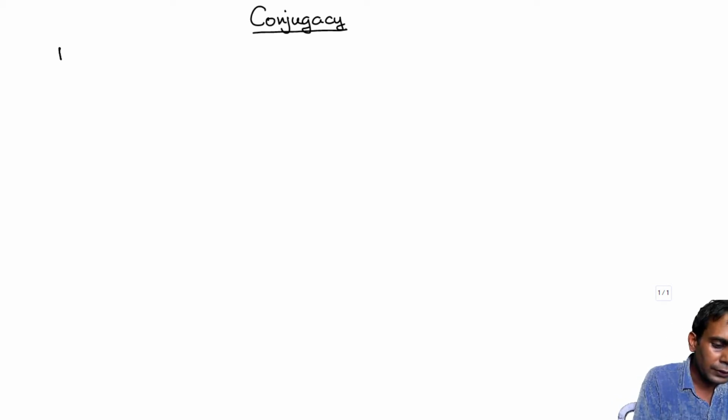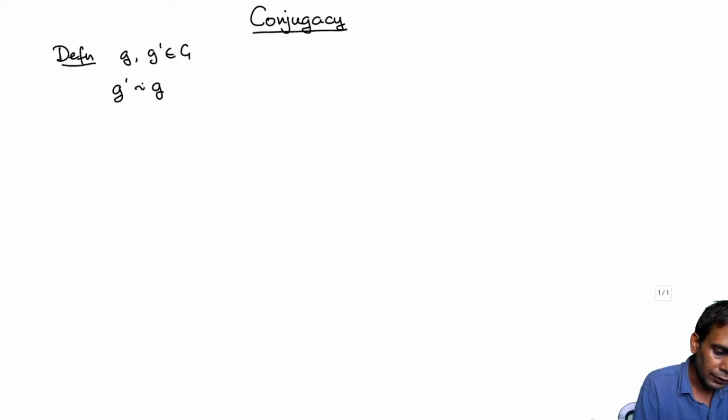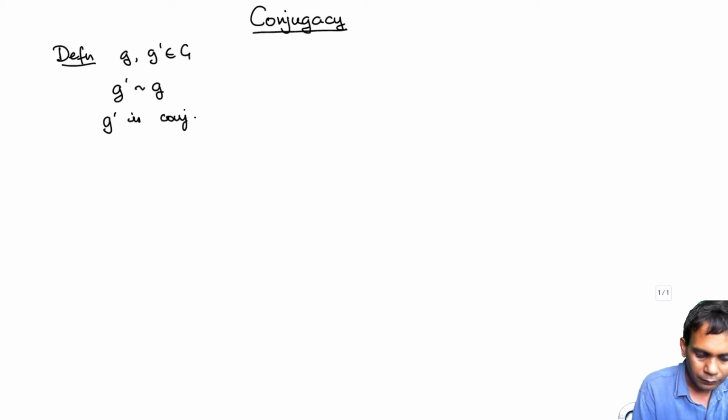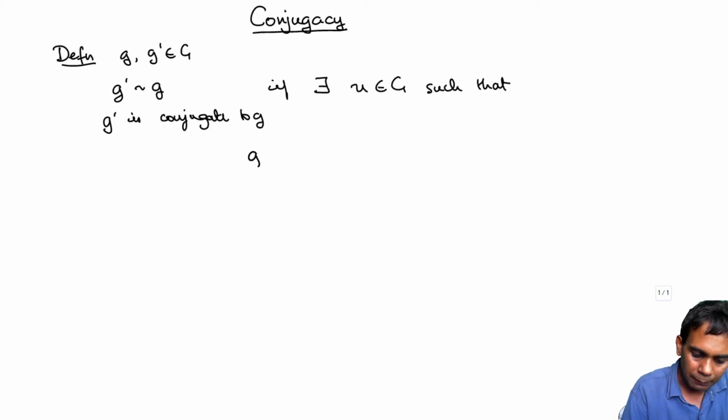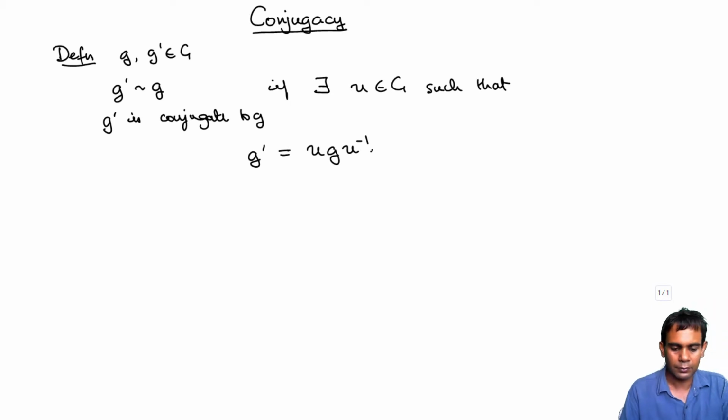Now I'm going to talk about conjugacy of elements in groups. So let G be a group, and given two elements g, g prime in G, we say that g prime is conjugate to g, and we'll denote it by the symbol tilde, if there exists an element u in G such that g prime is equal to u g u inverse. I claim that this is an equivalence relation.